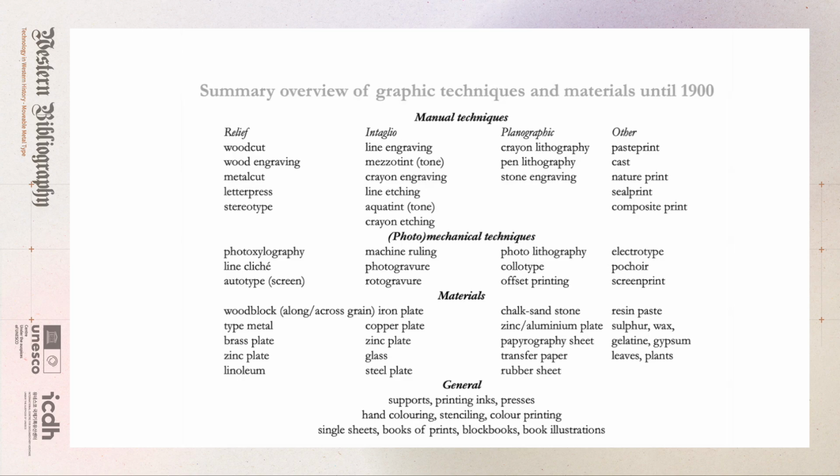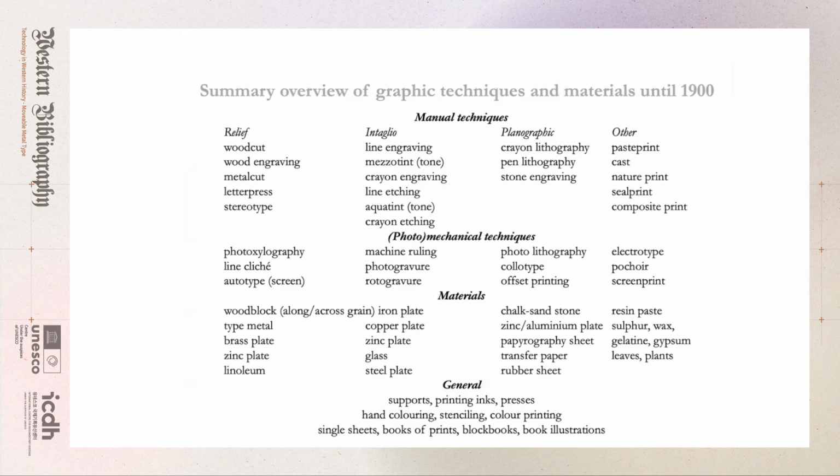A variety of materials, see the third row, was used for making blocks and plates. Well known are, column 1, wood blocks cut along the grain with knives and gouges for woodcuts. Column 2, copper plates for engraving. And column 3, chalk sandstone blocks for lithography.